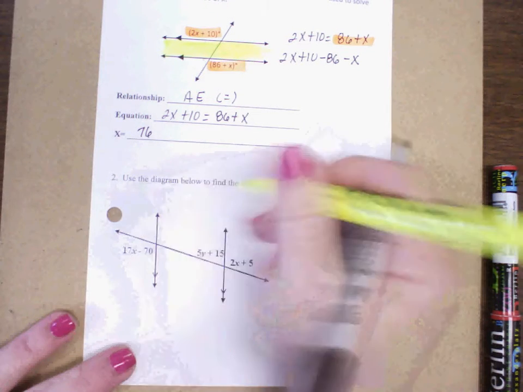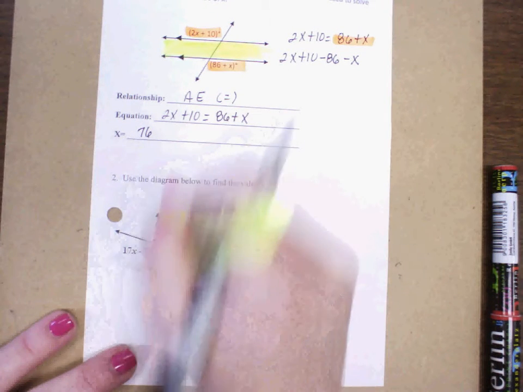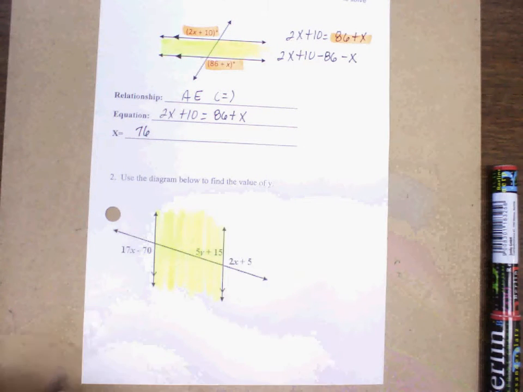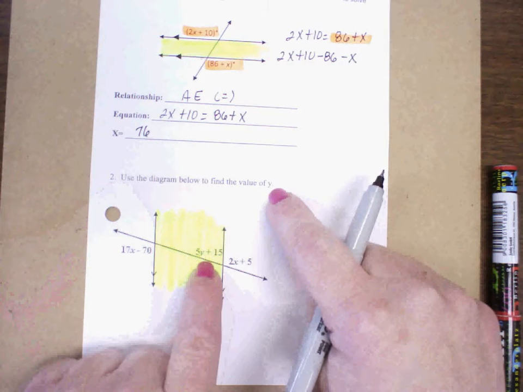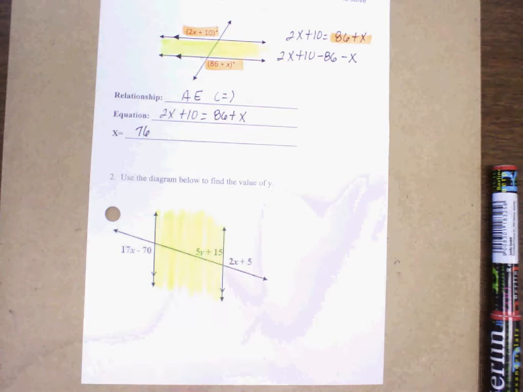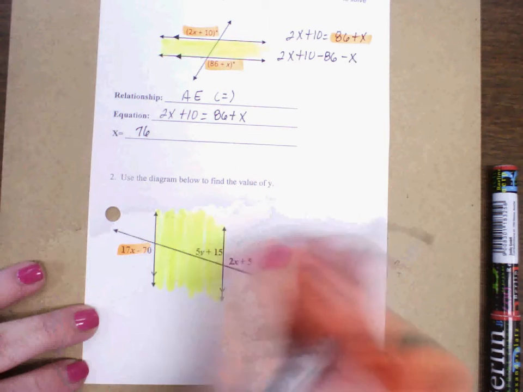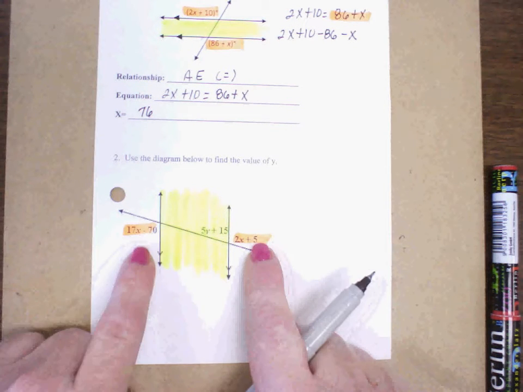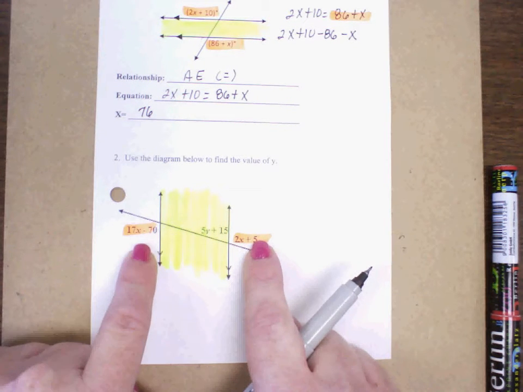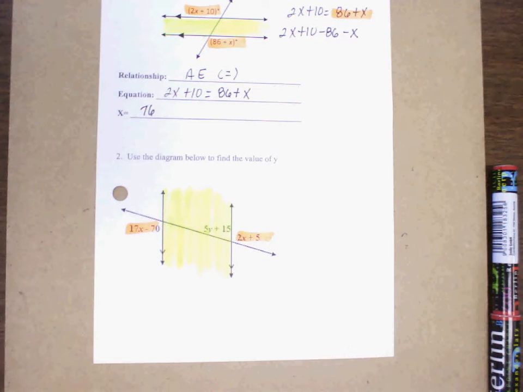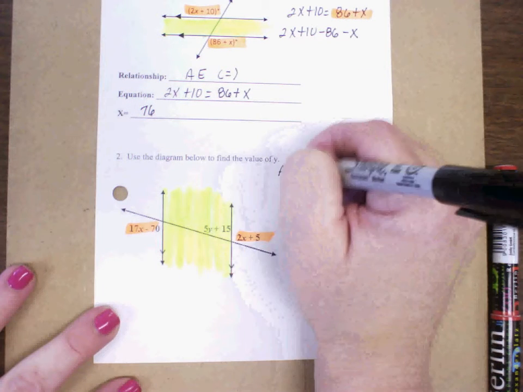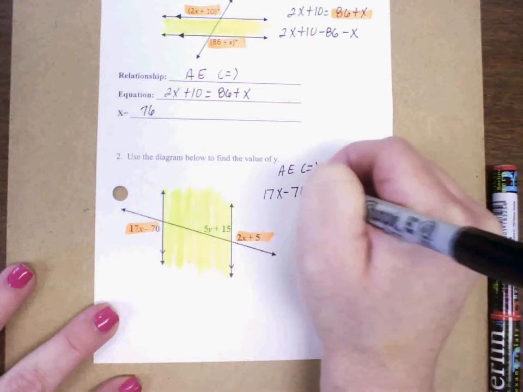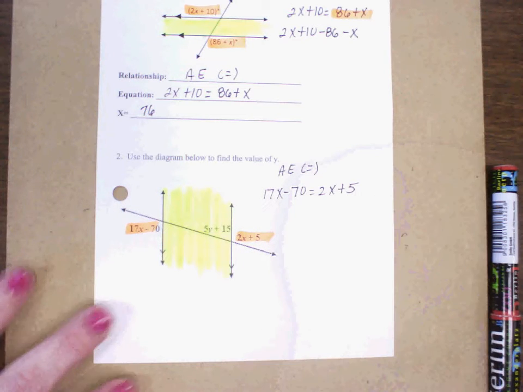All right. So let's highlight inside the parallel lines. We got to find the value of y, but when I look over here, there's only one y, so I'm going to have to work with my x's first. All right, what's the relationship between both angles that have x's? They're alternate exteriors. Very good. They're alternate exteriors, which means they're going to be the same. So the equation should be 7x minus 70 equals 2x plus 5.